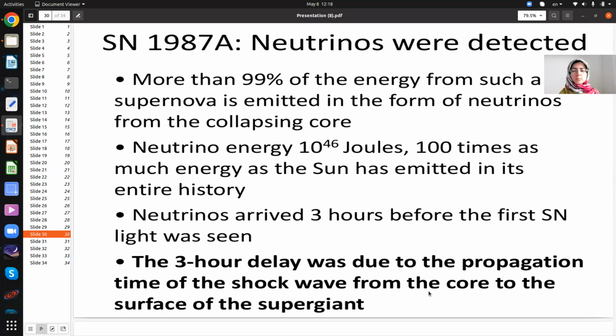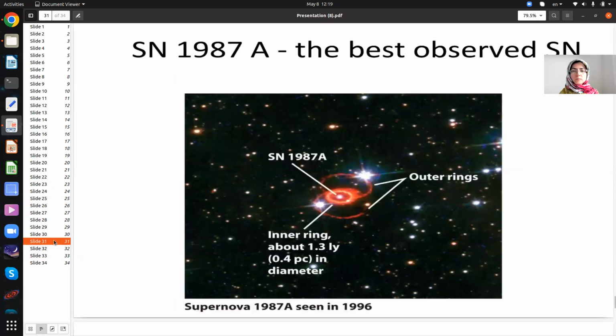Neutrino energy was 10 to the power 46 joules, 100 times as much energy as the sun has emitted in its entire history. Neutrinos arrived 3 hours before the first supernova light was seen. The 3-hour delay was due to the propagation time of the shock wave from the core to the surface of the supergiant.